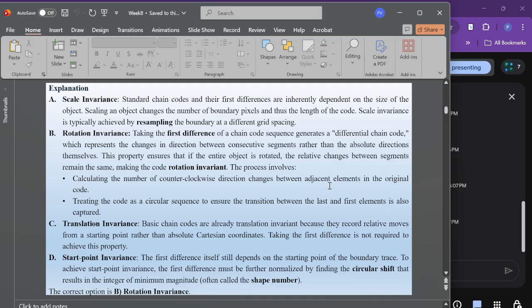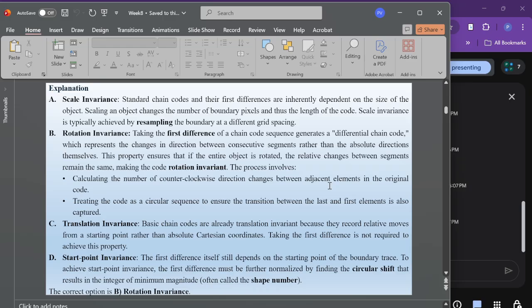And our next option is translation invariance. Basic chain codes are already translation invariant because they record relative moves from the starting point rather than absolute Cartesian coordinates. So taking the first difference is not required to achieve this property.